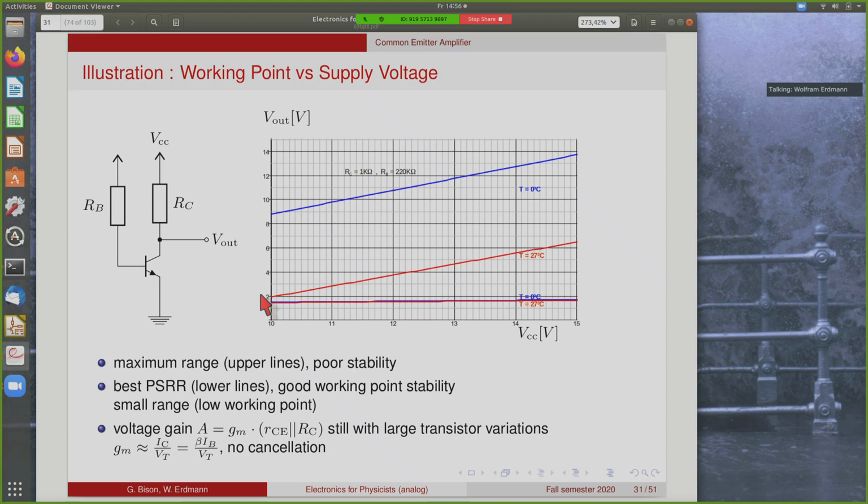It should also be said that this only stabilizes the power supply rejection. It does not stabilize the voltage gain. So the gain is given by the GM of the transistor multiplied by essentially the collector load. And since the GM is proportional to beta, and we say that beta varies a lot, there's no cancellation here. So GM, the amplification of this transistor, is still very unstable with respect to device variations.